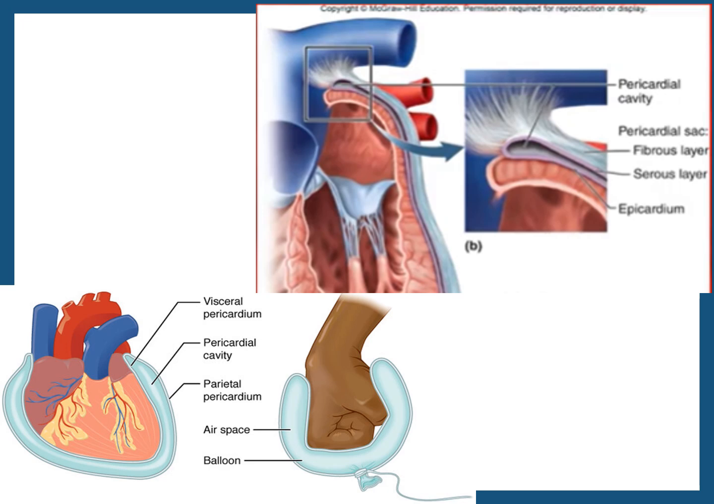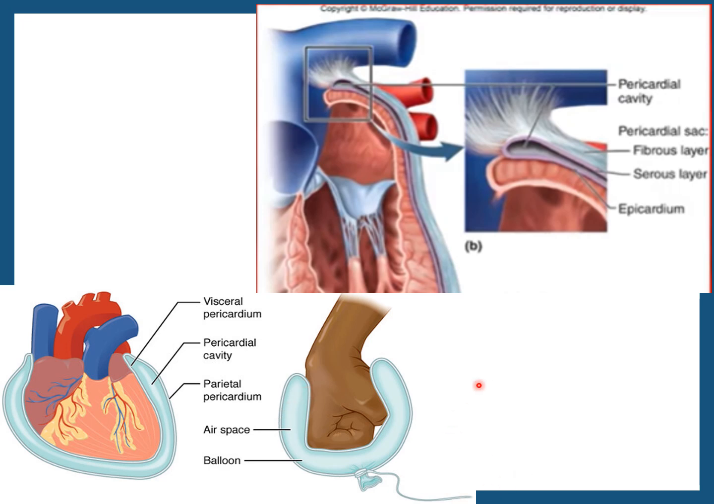The fibrous pericardium is actually what makes that sac. So you can see here, if we zoom into this pericardial cavity, you'll see that this fibrous layer will kind of loop around and form that epicardium layer. So they are the same layer, the fibrous layer and the parietal pericardium. The most similar analogy that I can always think of is with an actual balloon.